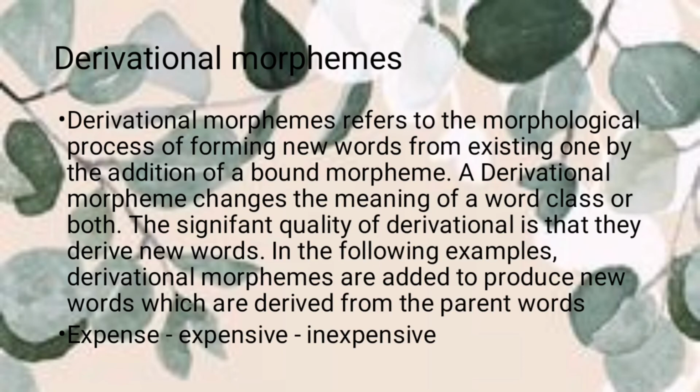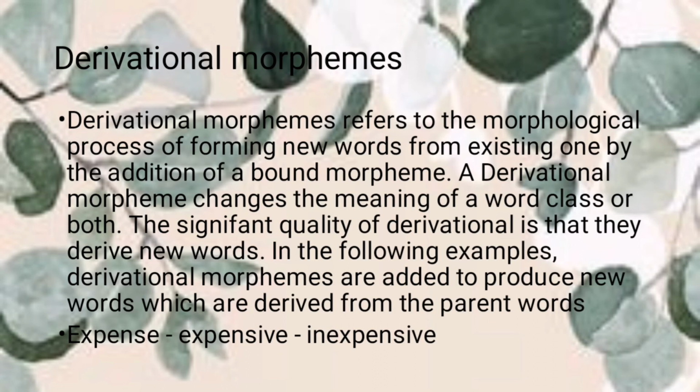The morphological process of creating new words from existing ones by the addition of a bound morpheme, that's derivational morphemes. So the significant quality of derivational morphemes is that they derive new words. In the following examples, derivational morphemes are added to produce new words which are derived from the base words. So we have expensive, and inexpensive. Yes, these are all examples of derivational morphemes.